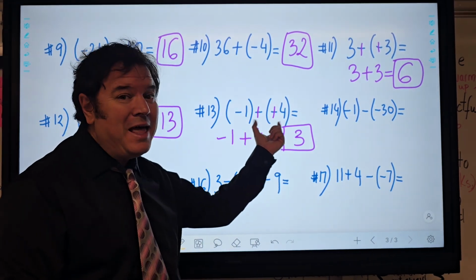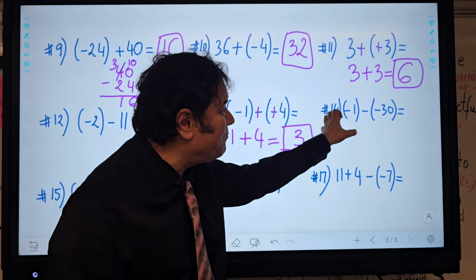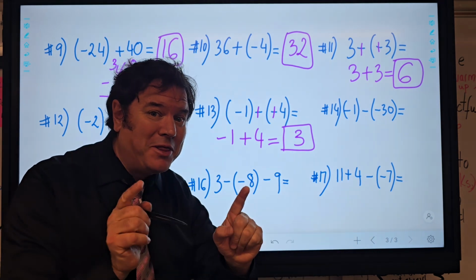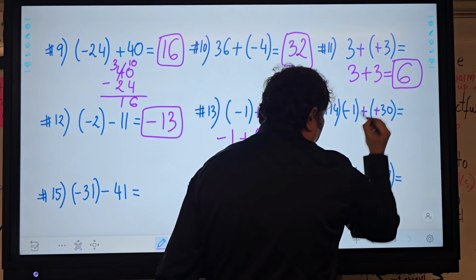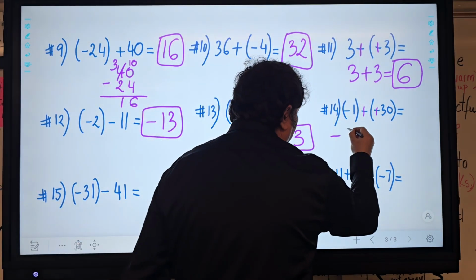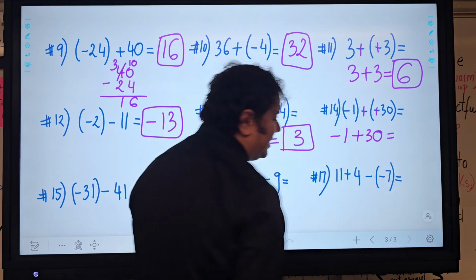But remember that two negatives next to each other become a positive. The same with number 14. Two negatives next to each other. We do that first. Remember that. Boom, boom. And now we are going to rewrite the problem. So we have negative 1 plus 30. Okay, negative 1 plus 30.